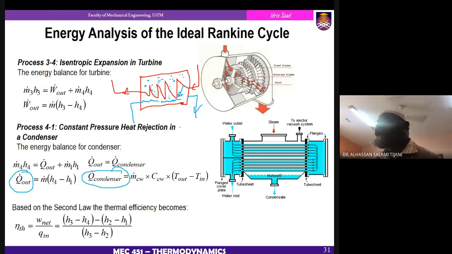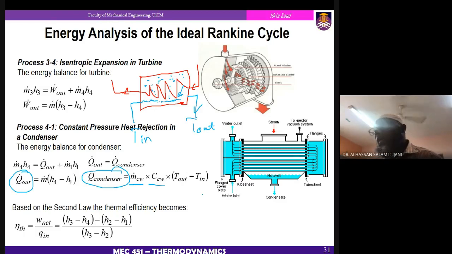If 5 kilojoules of energy is lost by the steam, 5 kilojoules of energy is gained by the cold water. And this can be expressed as mass flow rate of the cold water, times specific heat capacity of the cold water, times delta T. So this delta T is T in here and T out on this side.